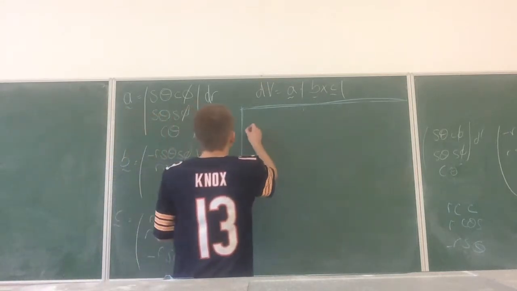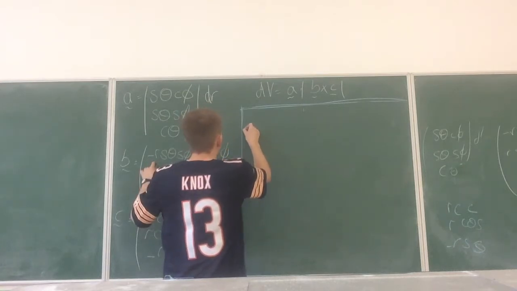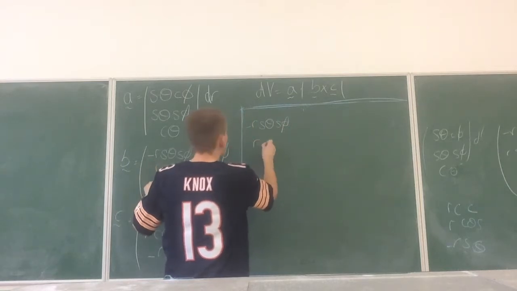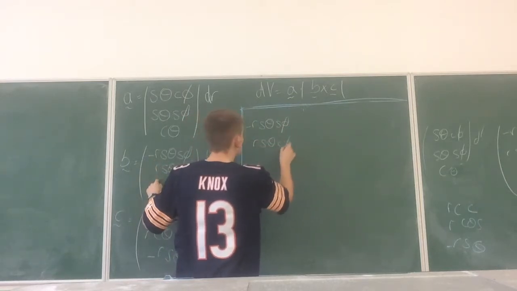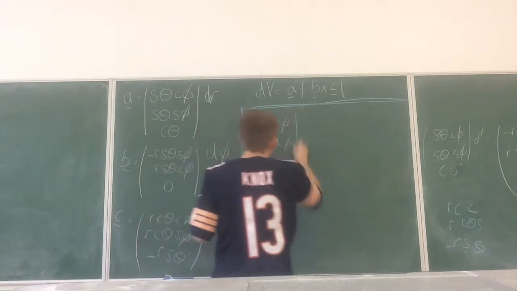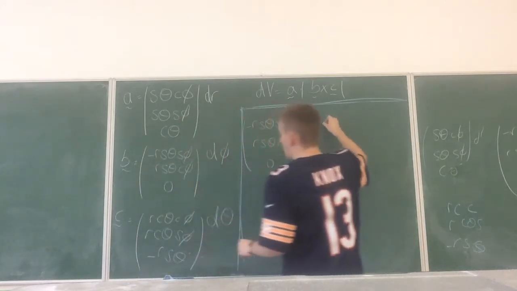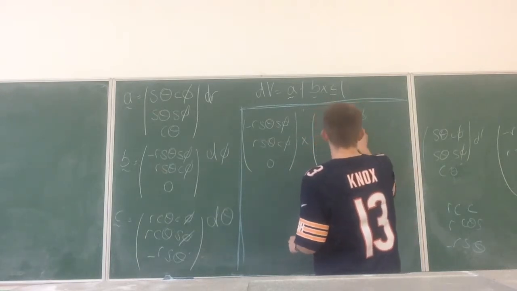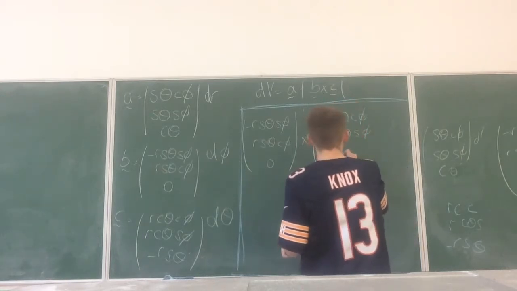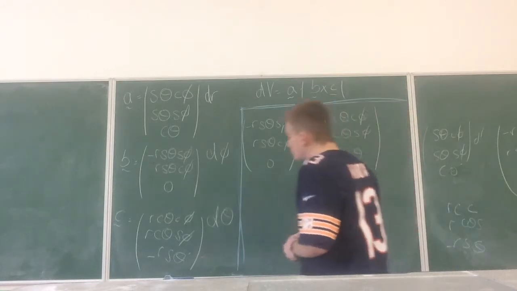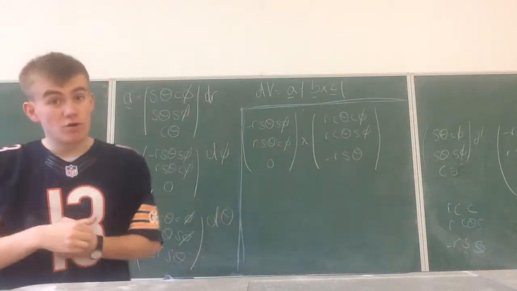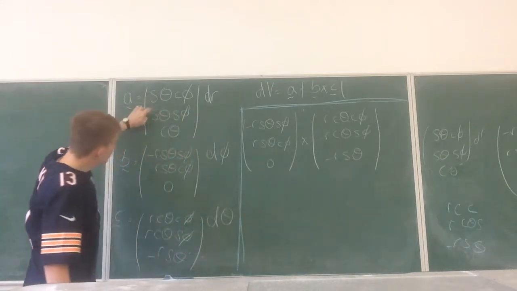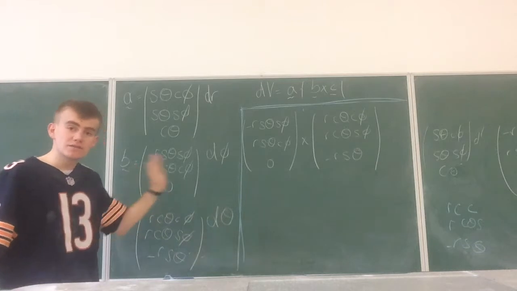So we have minus r sine theta sine phi, r sine theta cos phi, and 0. And we're crossing that with r cos theta cos phi, r cos theta sine phi, and minus r sine theta. What you'll notice when I'm doing the cross products and the dot products, I'm going to be leaving out these d's. They apply to all of them in here because they're outside of the vector.